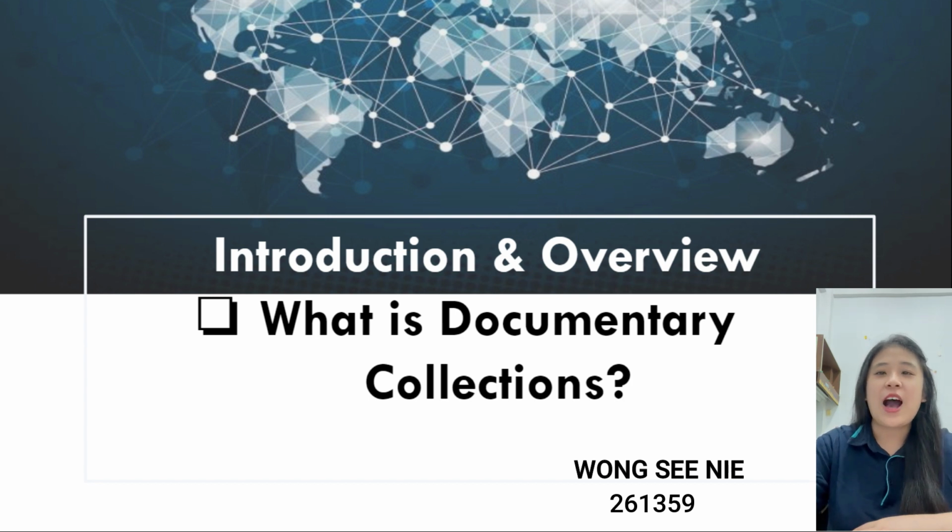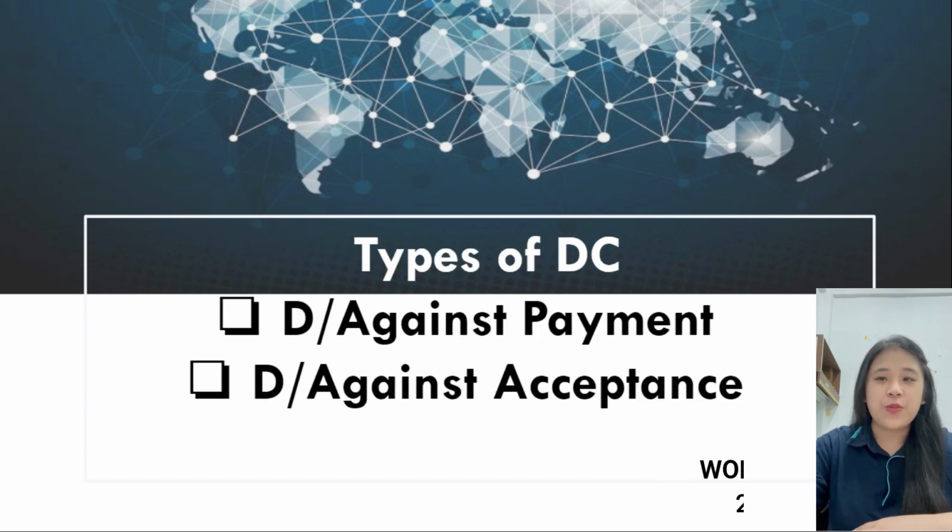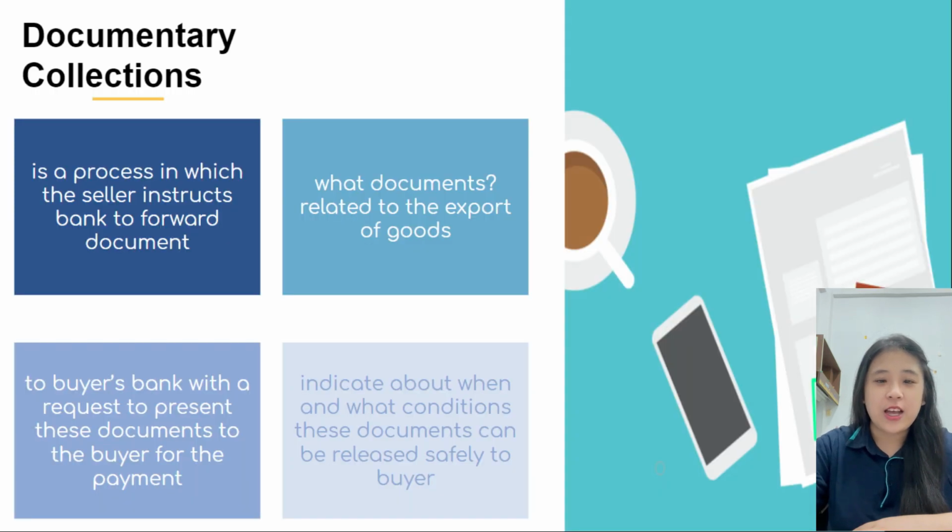In topic 3, I will present the introduction and the overview of documentary collections and the types of documentary collections. First, documentary collection is a process in which the seller instructs the bank to forward the documents related to the export of the goods to the buyer's bank with a request to present these documents to the buyer for payment, which indicates when and under what conditions the documents can be released safely to the buyer.